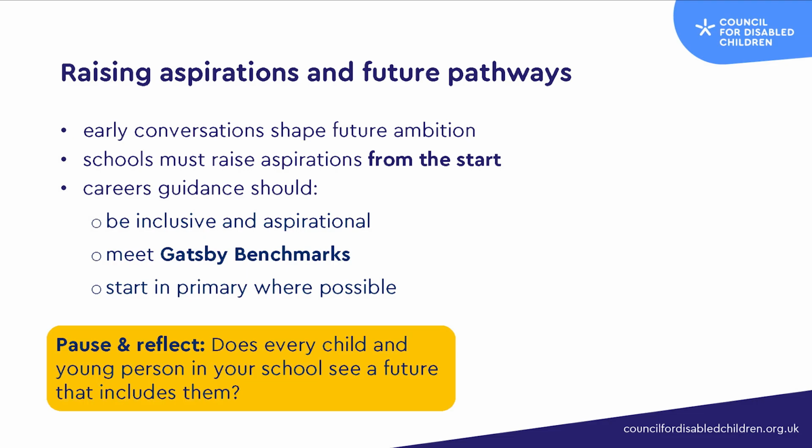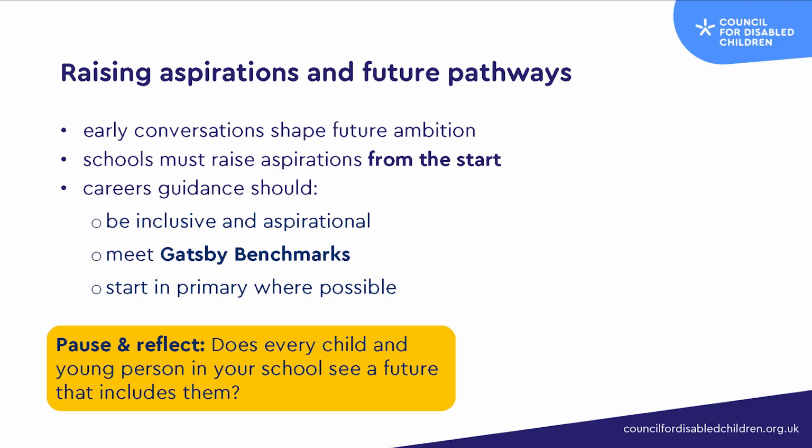The government's SEND Code of Practice reminds us that supporting independence and employability can be life-changing, but only if it starts early and builds on pupils' own interests and ambitions. Another example might be a coding club, using adapted keyboards or screen readers so every pupil can take part. That one experience could spark a lasting interest that shapes future study choices and career goals. Ask yourself, does every child and young person in your school see a future that includes them? What messages are disabled pupils hearing from staff, in lessons, in corridors, or in assemblies, about what their future could look like? Why these questions?